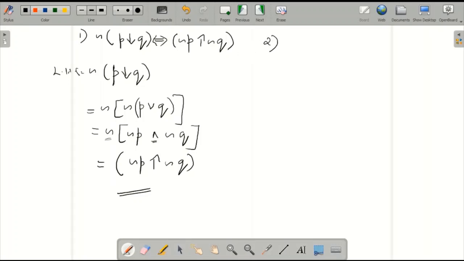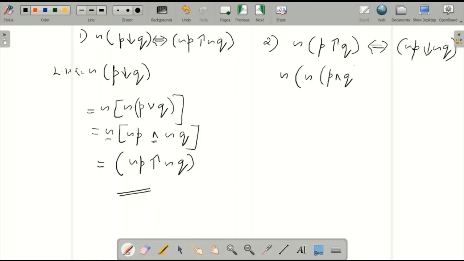Let us solve the second problem. They told that negation of P NAND Q is logically equivalent to negation of P NOR negation of Q. Similarly, the same way try to solve this. So it is negation of P NAND Q. What is the meaning? Not of P and Q. So the formula for this is not of P and Q. Keep this not as it is.